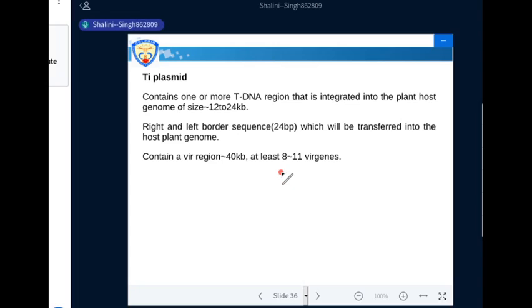The Ti plasmid that carries out this transformation contains one or more T-DNA regions that are integrated into the plant host genome, of size 12 to 24 kb. The right and left border sequences flank the T-DNA sequence which will be transferred into the host plant genome, and it contains a Vir region. The Vir region is an entire box of different Vir proteins. It has at least 8 to 11 Vir genes which are required for the transfer of T-DNA from Agrobacterium to the plant cell, and its size is around 40 kb.